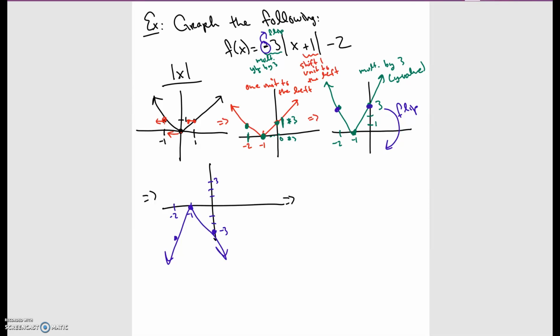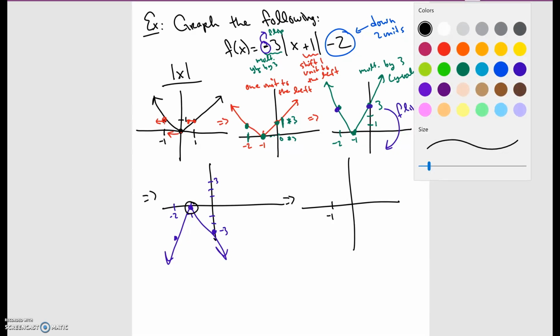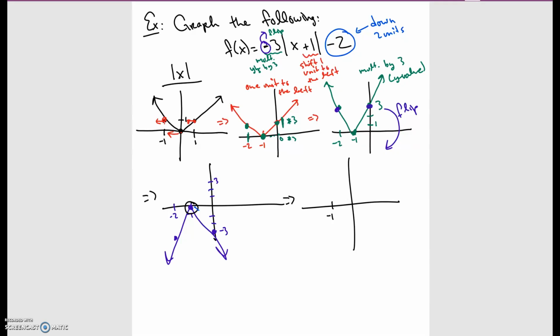Okay, now the last thing that I gotta do is work with this -2. So this -2 is gonna bring it down 2 units. So everything is gonna go down 2. Okay, so I'm gonna have -1 here. At -1, initially I was here. I'm gonna go down 2 units. So initially it was at 0. Now I go down 2 units. Now I'm gonna be at -2. So now this one's now at -2.